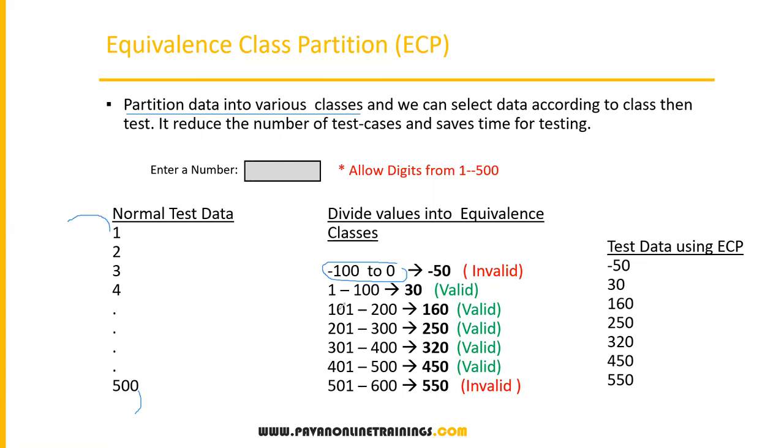Similarly, 1 to 100, 101 to 200, 201 to 300. So we will divide the entire data into multiple classes. These are called equivalence classes.